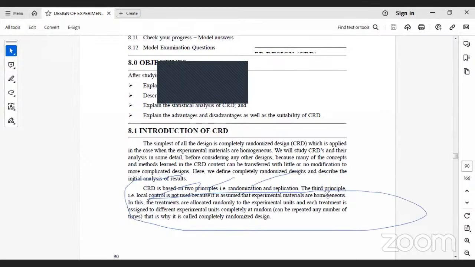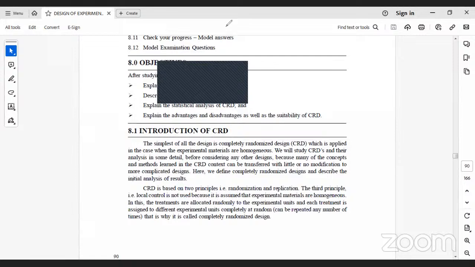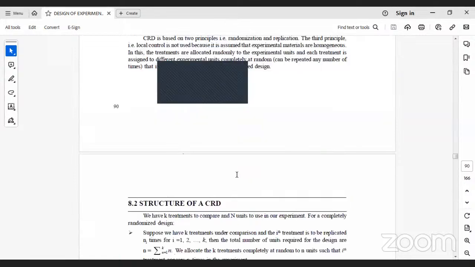Replication means it is repeatable. The third principle, local control, is not used because the experimental material is assumed to be homogeneous. In this, the treatments are allocated randomly to the experimental units. Treatments are assigned to the different experimental units completely at random, and can be repeated any number of times. That is why it is called completely randomized. Since everything is random, we take them randomly, so we call it a completely randomized design.